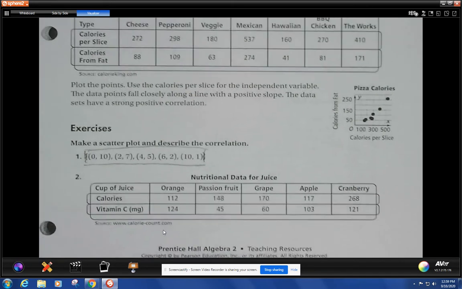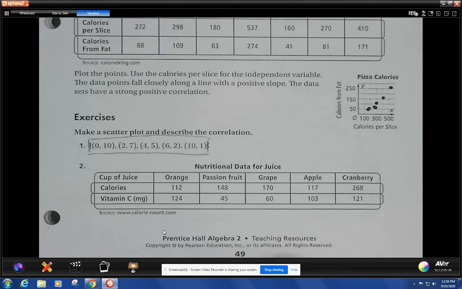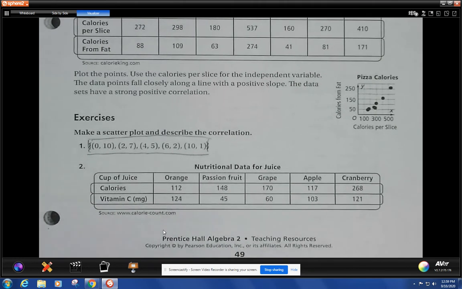Now, you'll also notice that they give us things like this. They give us a table, and they're wanting to know if the calories have a correlation with the vitamin C.